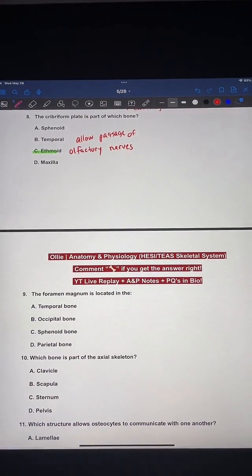We're going to move on. Number 9, the foramen magnum is located where? In which bone would it be located?